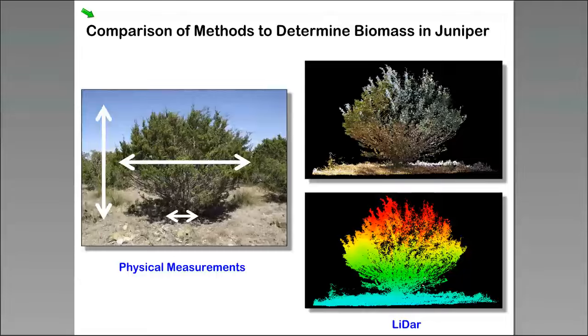We also have some more high-tech, space-age technology methods represented here on the right side of the slide. The top image is a LiDAR, a true color representation of that tree that we did the physical measurements on. And then a 3D point cloud representation that was determined by a LiDAR scanner.